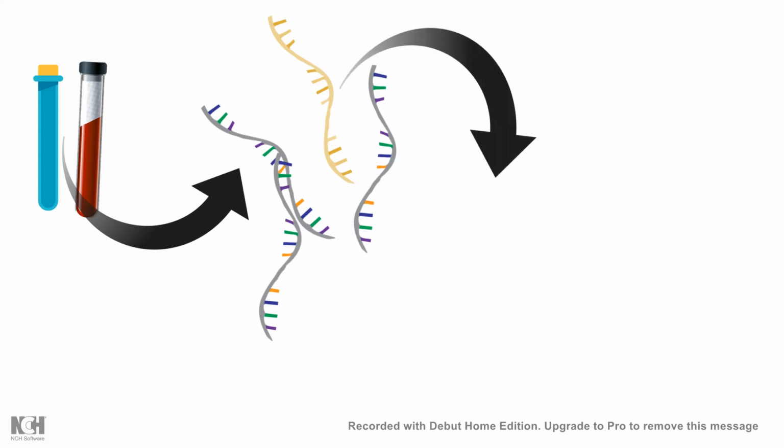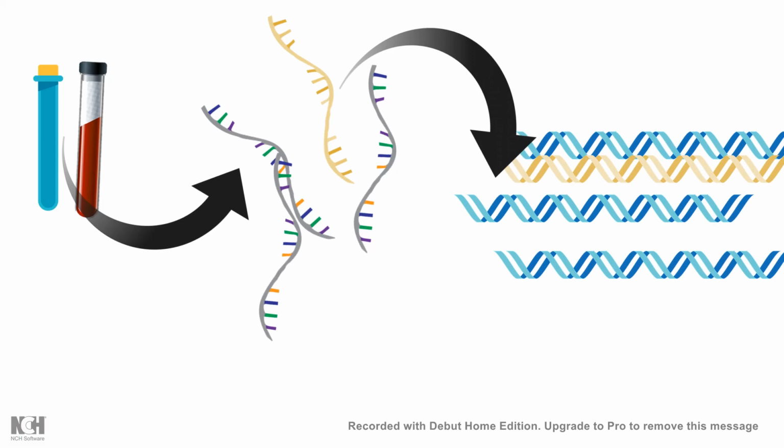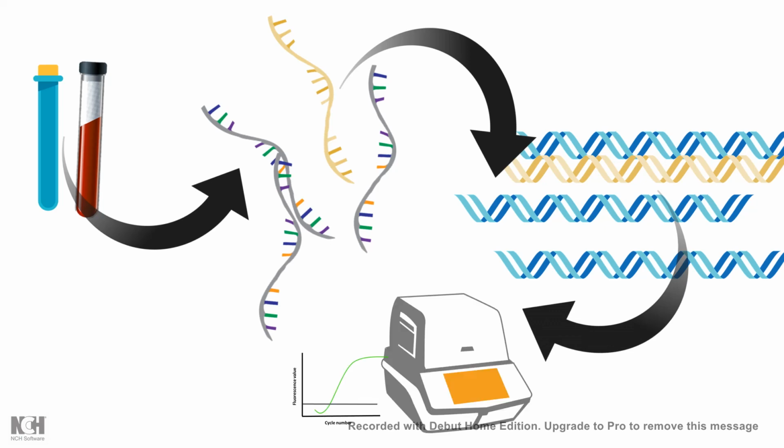And next, these RNAs would be converted to cDNAs or complementary DNAs using reverse transcriptase PCR. You can see the viral RNA would also be converted to a cDNA. Now, you want to amplify them in order to understand better whether you have it or not. And that can be done by real-time quantitative PCR.